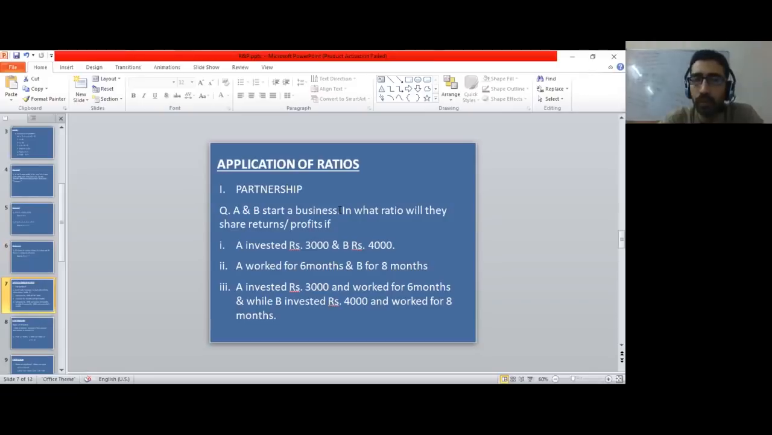One of the important concepts is partnership. When 2 or 3 people enter into a business together and share profits and share returns. Could you tell me the answer to part 1 of this question on your screen? A and B start a business. In what ratio will they share returns or profit if A invested 3,000 and B invested 4,000?